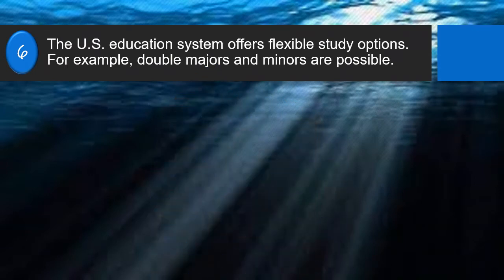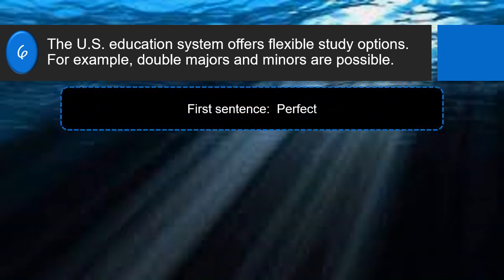All right, number 6. The U.S. education system offers flexible study options. For example, double majors and minors are possible. Here's a sentence where there are really 0 grammar errors, but there are definitely ways to improve the sentence. The first sentence, absolutely perfect. The U.S. education system offers flexible study options. You don't need to do anything with that. You could rewrite it if you want to, but as it is, very good.